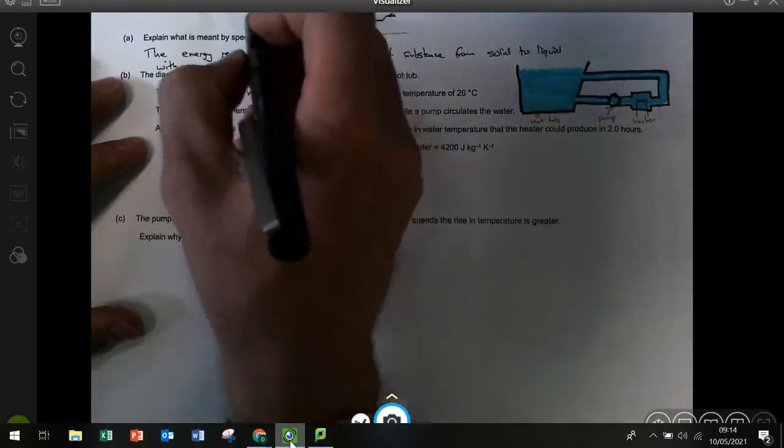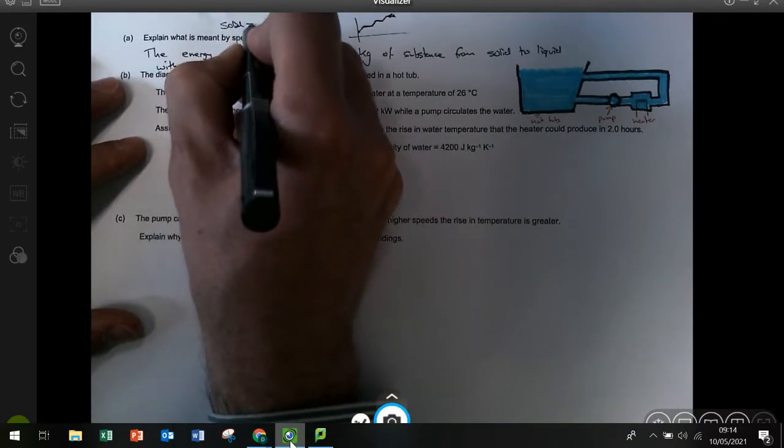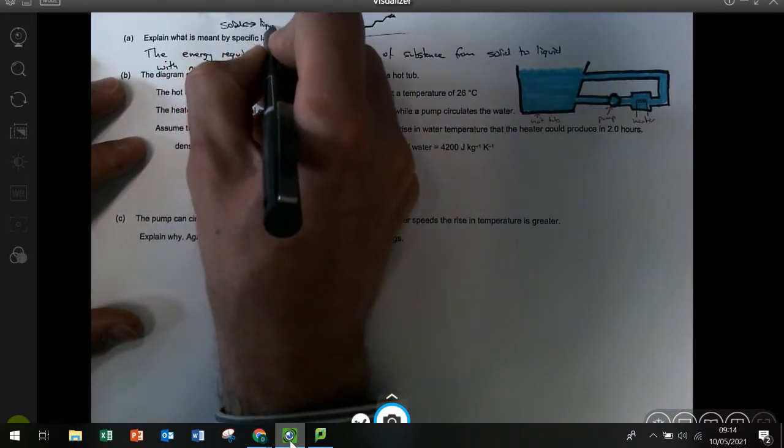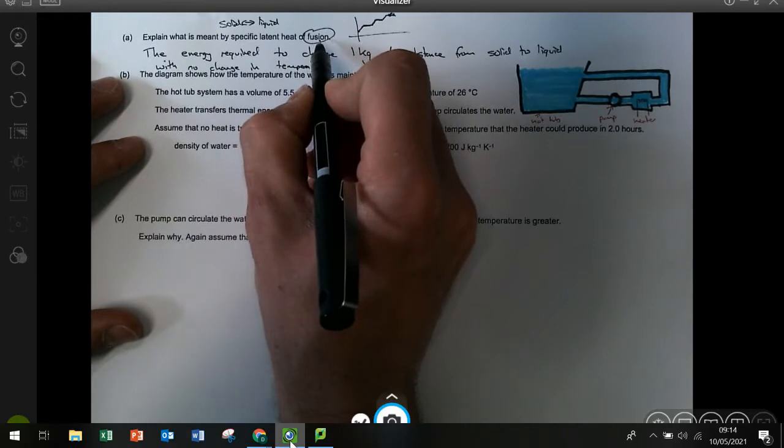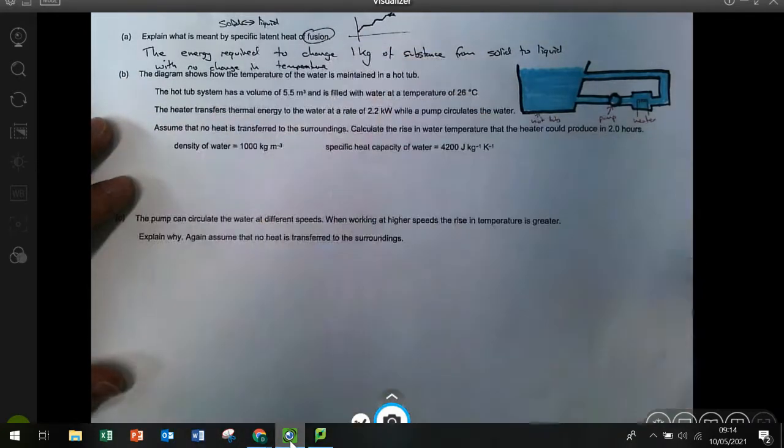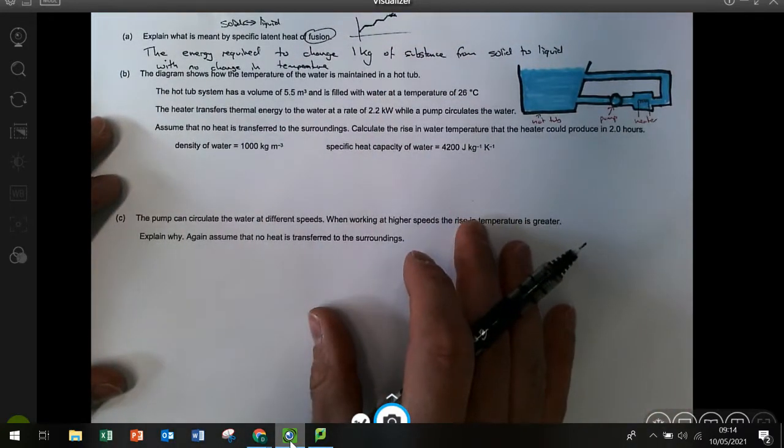Now it's fusion, so that means solid to liquid or liquid to solid. If it was vaporization, then it would be liquid to gas or gas to liquid.